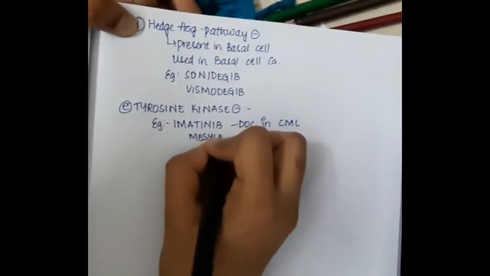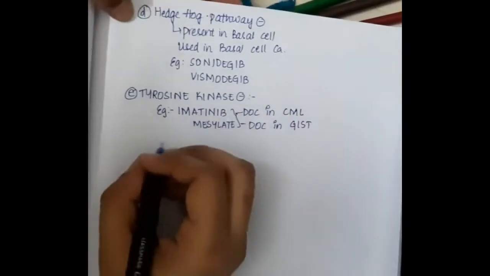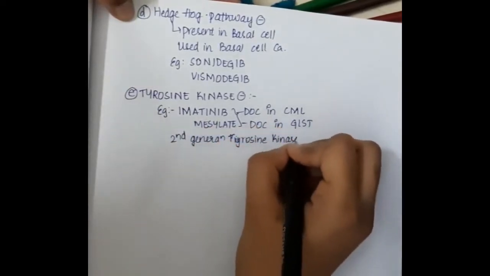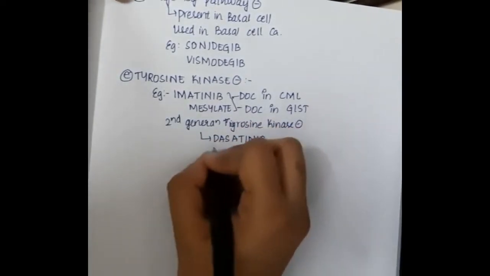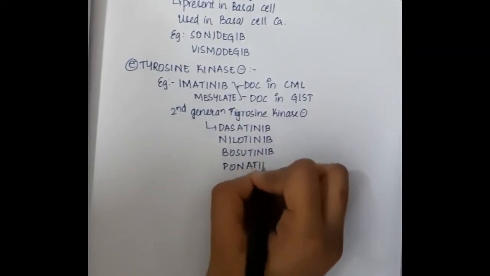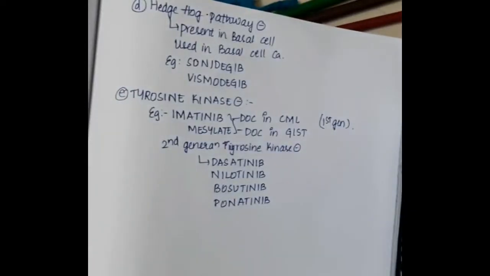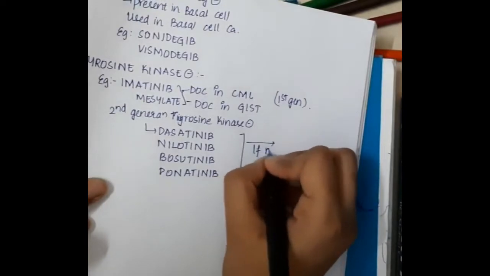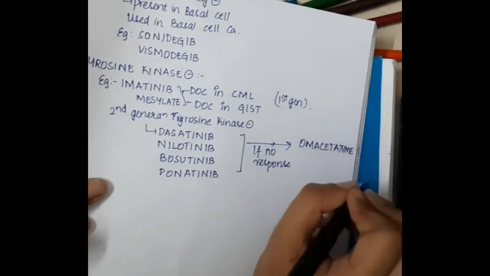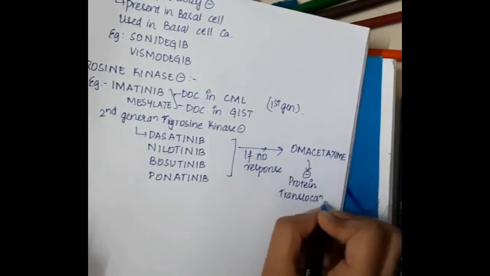This imatinib mesylate is used as the drug of choice for chronic myeloid leukemia. It is also used as the drug of choice for gastrointestinal stromal tumors. Then we have second generation tyrosine kinase inhibitors, like dasatinib, nilotinib, bosutinib and ponatinib. If there is no response even after giving these second generation tyrosine kinase inhibitors, we give omacetaxine, which inhibits protein translocation.